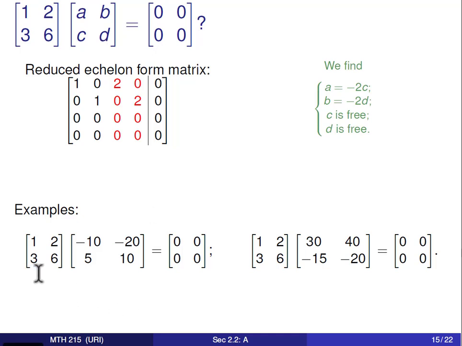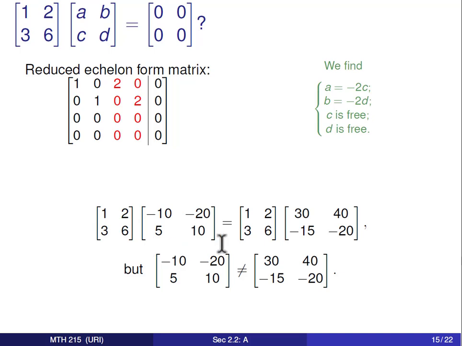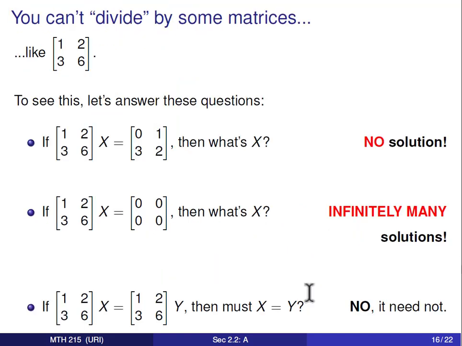But let's take a look at it this way. [1, 2; 3, 6] times this first matrix gives us the 0 matrix. [1, 2; 3, 6] times the second matrix also gives us the 0 matrix. So in particular, [1, 2; 3, 6] times each of these matrices gives us the same answer. But you cannot cancel the [1, 2; 3, 6] from the equation because negative 10, negative 25, 10 is not the same matrix as 30, 40, negative 15, negative 20. And so what we've done is give an example of where cancellation will not work if [1, 2; 3, 6] is the matrix you've got on the left.